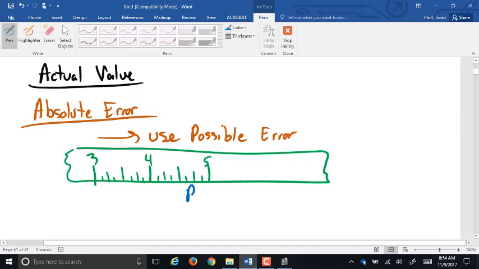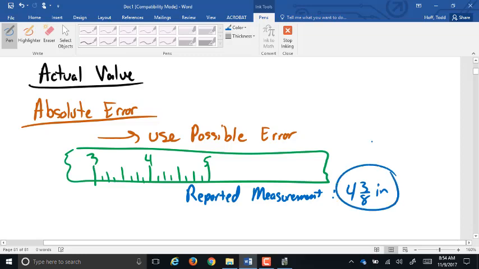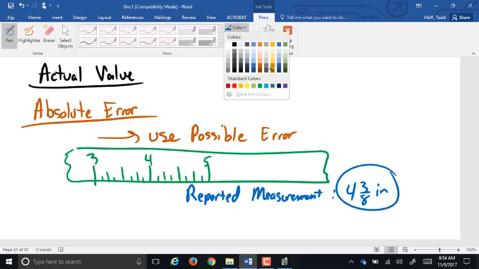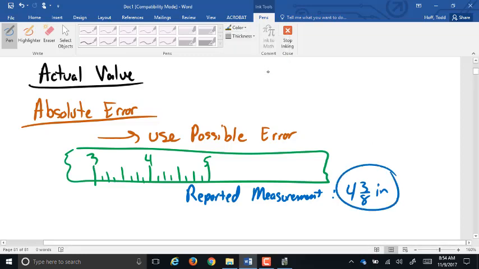And I have something that has a reported measurement of 4 3/8 inches. Well, what's the absolute error going to be? What are we going to use as our estimate of the absolute error? Well, let's do this. What's the degree of precision here? 1/8 of an inch.